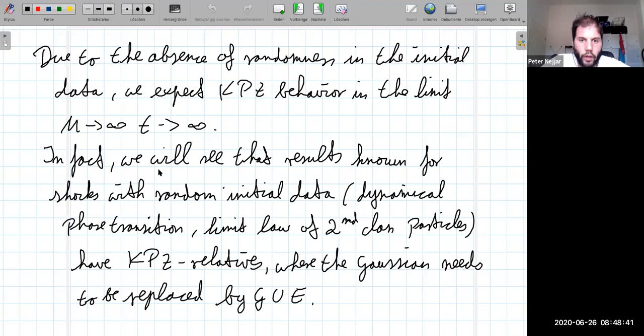And for these random initial data, various results were obtained. They proved limit results for the second-class particle. They obtained the so-called dynamical phase transition. And one purpose of this project is to show that in this critical regime that we have here, there are actually KPZ relatives of these results for random initial data. And what happens is that the Gaussian, which is present in the random initial data, has to be replaced by the Tracy-Widom GUE distribution.